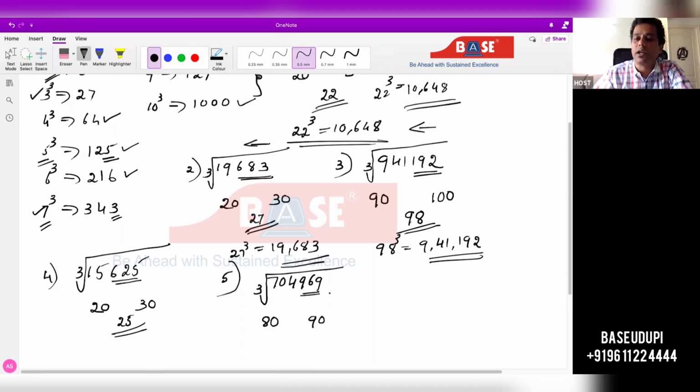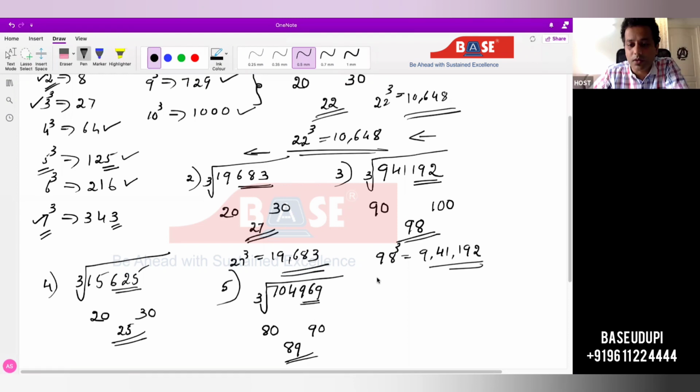Any number which ends with 9, the answer also ends with 9. So 89 is the only number which ends with 9. So 89 cube is 704,969, it is, right?